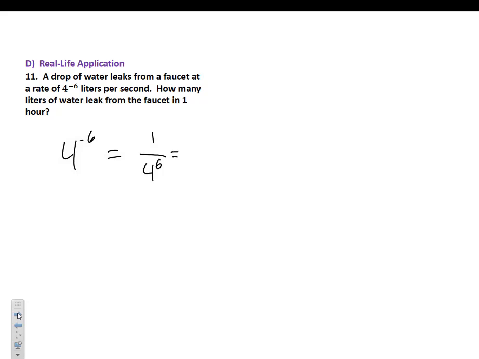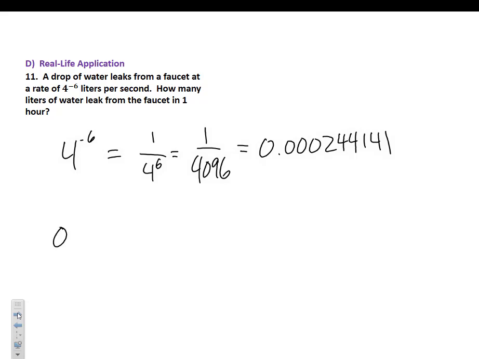And 1 over 4 to the 6th happens to be 1 over 4,096. Well, now, that doesn't help me a lot. That's 1/4,096th of a liter. That doesn't help me. So I'm going to turn that into a decimal by dividing 1 by 4,096, and I get 0.000244141. Wow. That much water of a liter leaks from the faucet in 1 second.